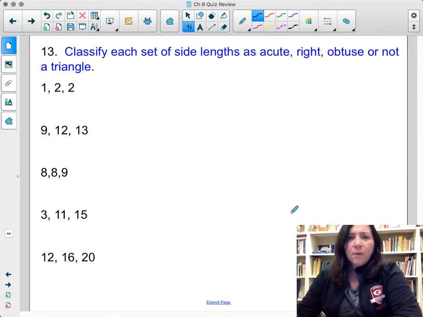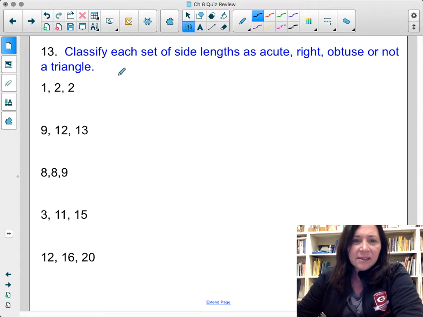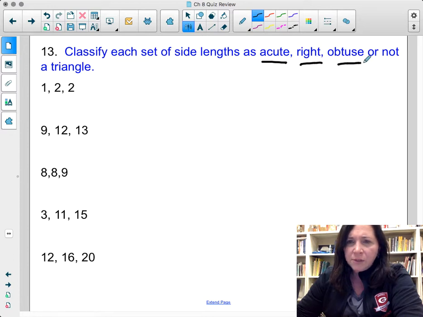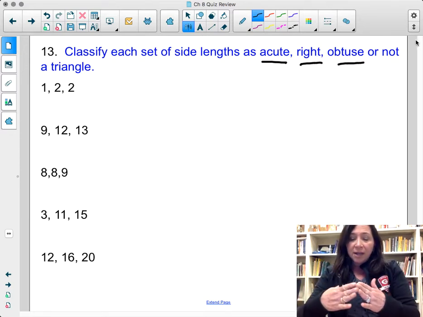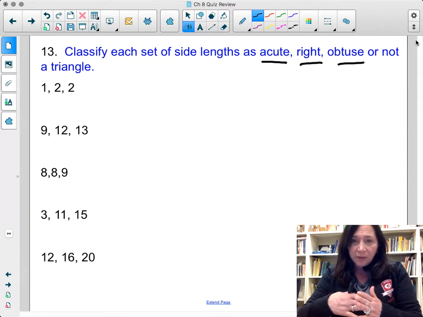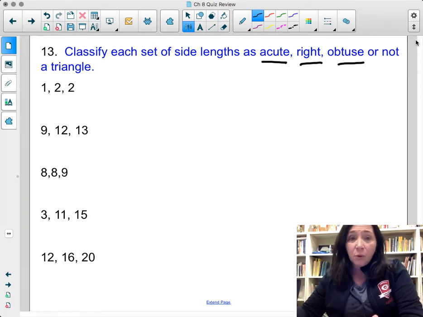Okay, so I think lastly, this is on your review. Your job is to figure out if this is acute, right, obtuse, or not even a triangle. Because remember, the sum of two sides of a triangle has to be greater than the third side. So that's really important that you remember that.